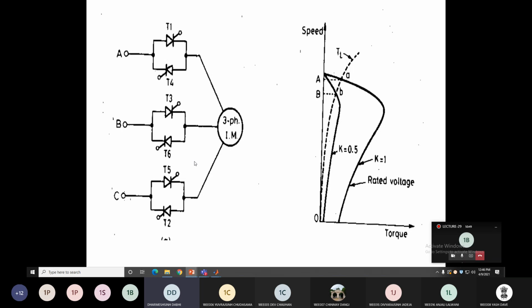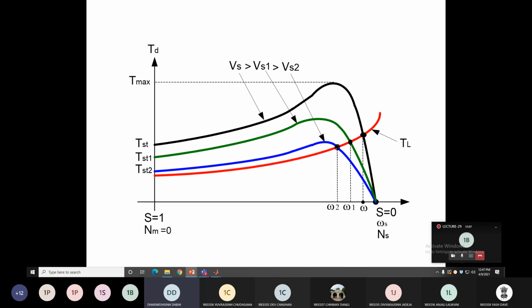I hope all of you have understood this concept. Is there any doubt? Anyone? Stator voltage control method? Anyone? Yes or no? Is there any doubt to anyone? No, sir. Okay. So let's move to the next topic.